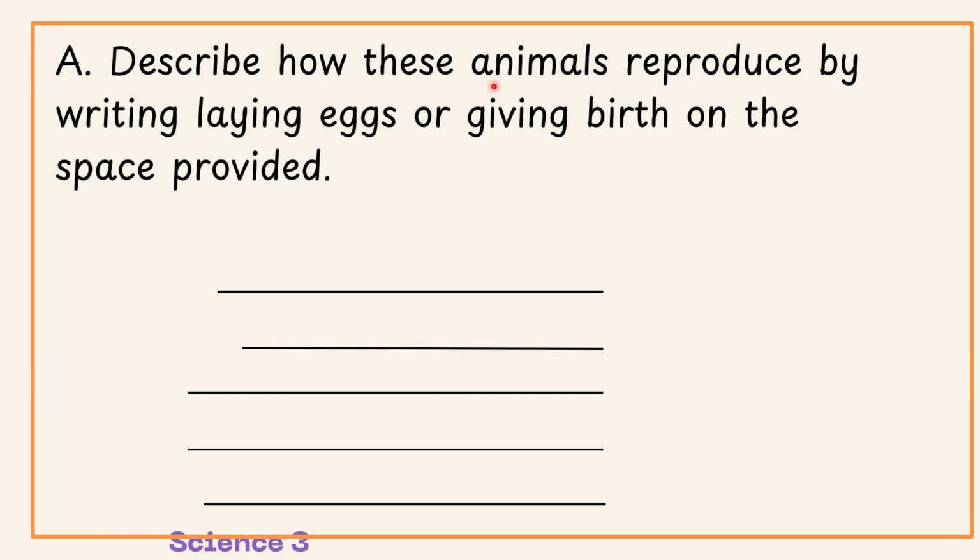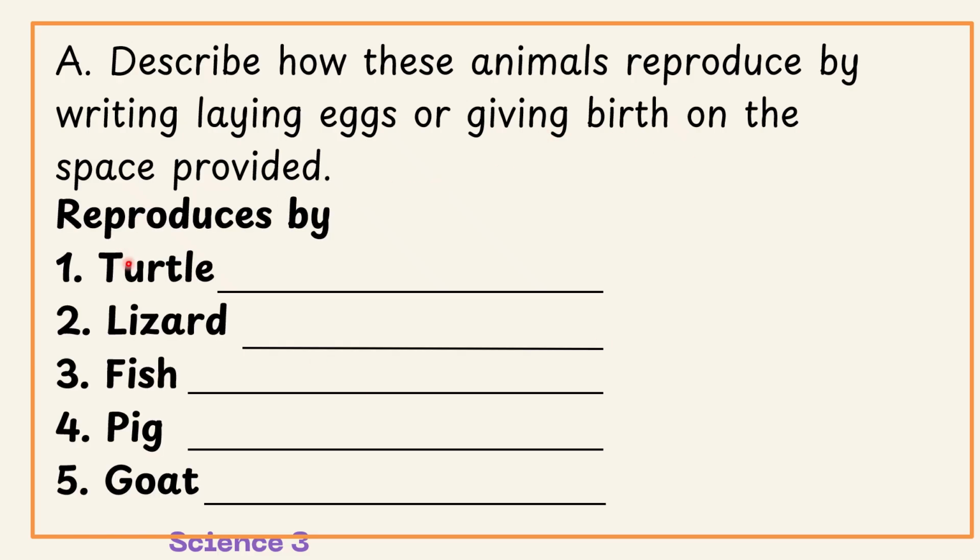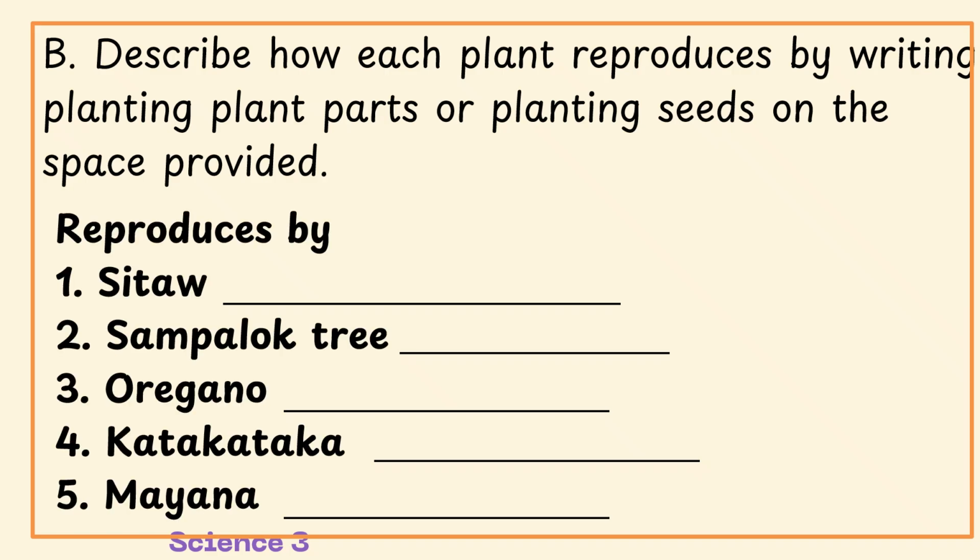Describe how these animals reproduce by writing laying eggs or giving birth on the space provided. We have turtle, lizard, fish, pig, goat. Describe how each plant reproduces by writing plant parts or planting seeds on the space provided. We have number 1, sitaw, sampalok tree, oregano, katakataka, mayana.